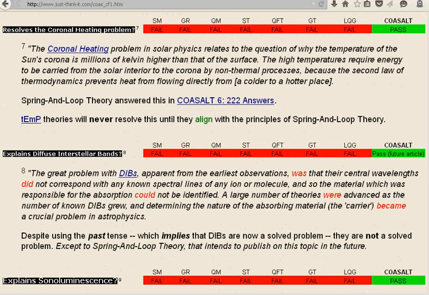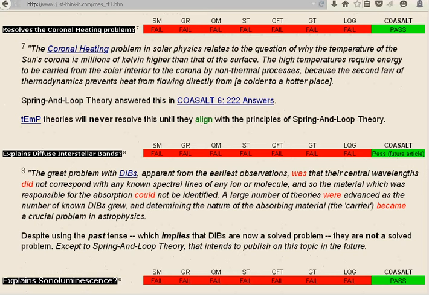Quoting from Wikipedia, "The great problem with diffuse interstellar bands, apparent from the earliest observations, was that their central wavelengths did not correspond with any known spectral lines of any ion or molecule, and so the material which was responsible for the absorption could not be identified. A large number of theories were advanced as the number of known DIBs grew, and determining the nature of the absorbing material, the carrier, became a crucial problem in astrophysics."